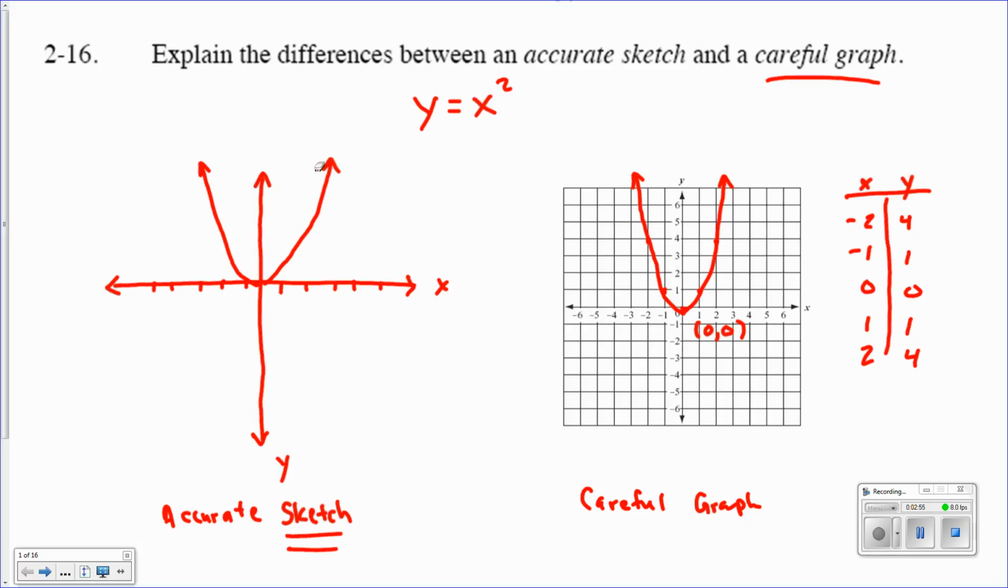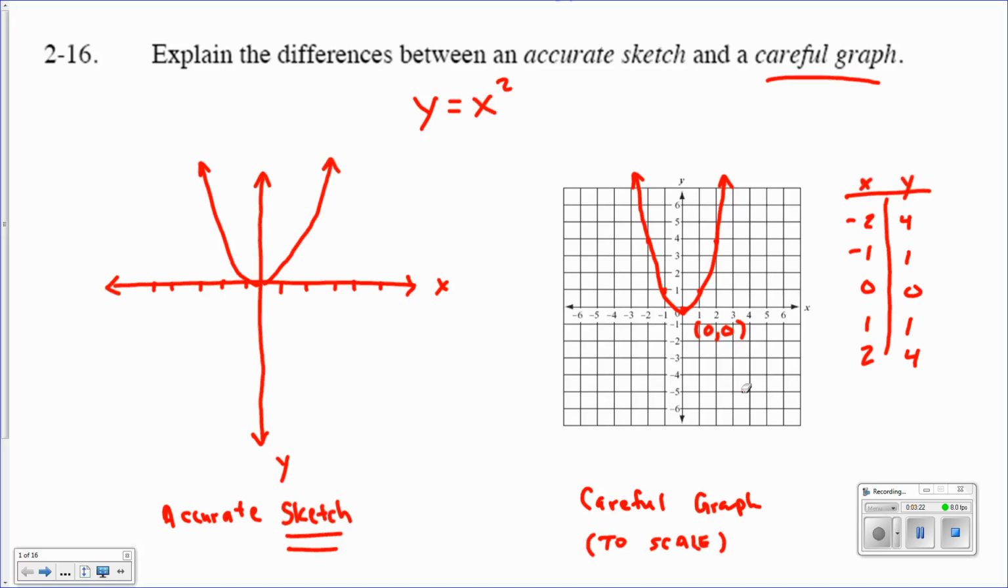Does this look similar? Yes, it does. This is just an accurate sketch. It's pretty close there to what it should be. But when we're trying to do a careful graph, we want to make sure that we're plotting the points exactly where they need to be so that it looks to scale. So we definitely want to have this to scale. But with our accurate sketch, it won't necessarily have to be to scale.